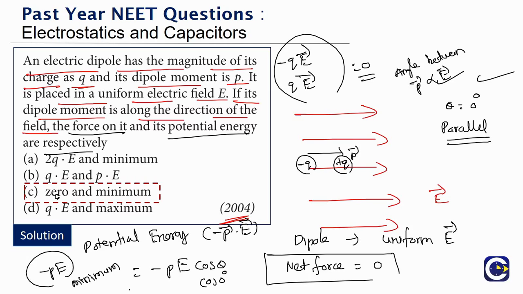Because as it moves away from theta equal to 0, the energy increases. That's the reason why it is also called stable equilibrium. Because in the theta equal to 0 arrangement, the dipole will have the potential energy minimum, and the value will be minus P into E. So the correct answer is option C. Force will be 0 and potential energy will be minimum.